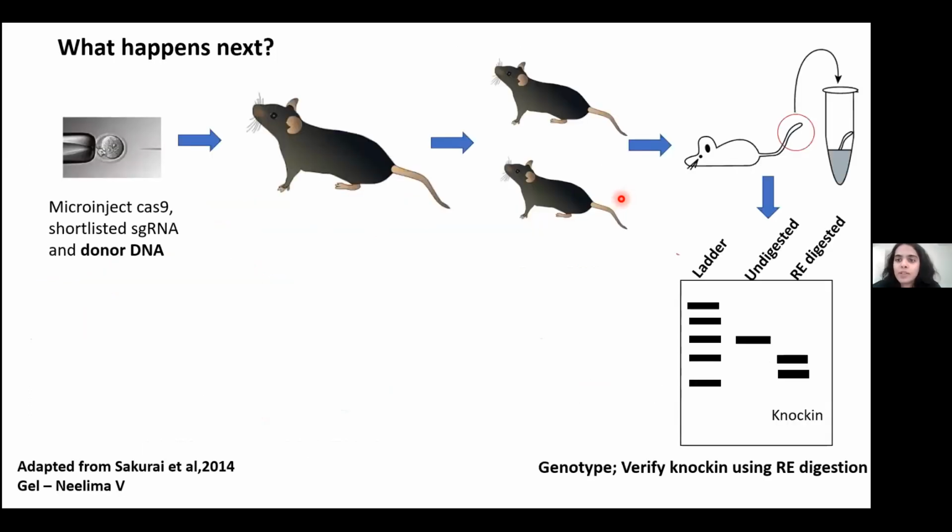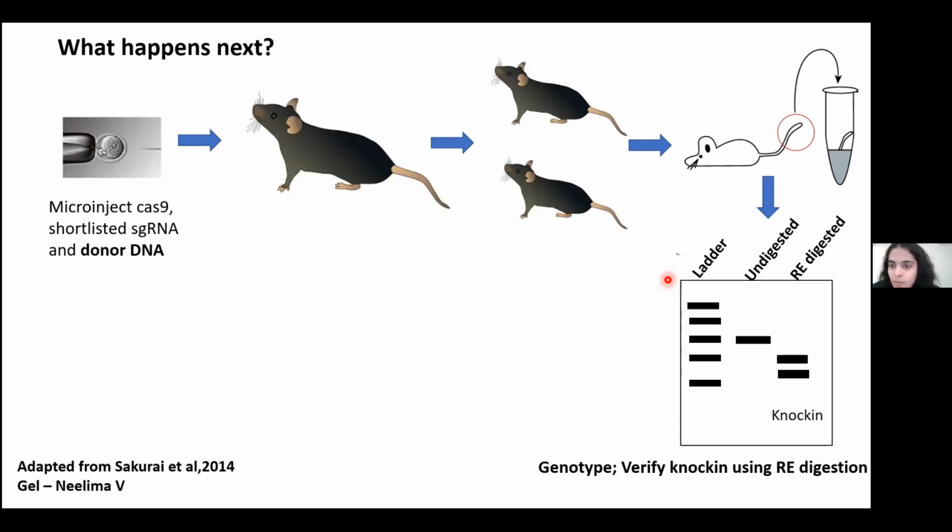So what happens next? First, we micro-inject Cas9, single-guide RNA and donor DNA into the embryo at the 2 or 3 cell stage. We implant it into a female mouse, let the female mouse give birth, and the pups are then screened for the presence of the donor DNA.